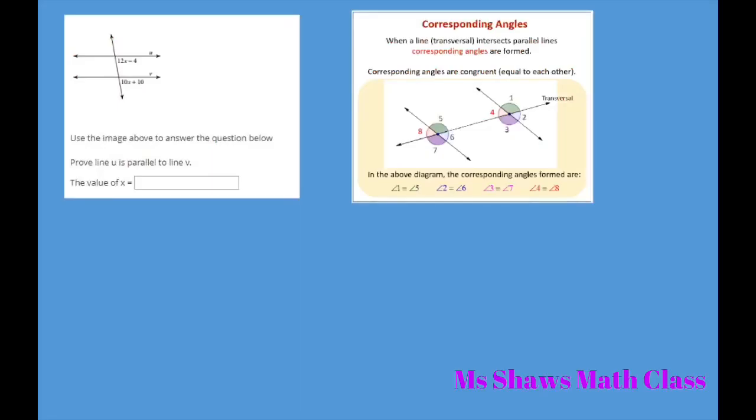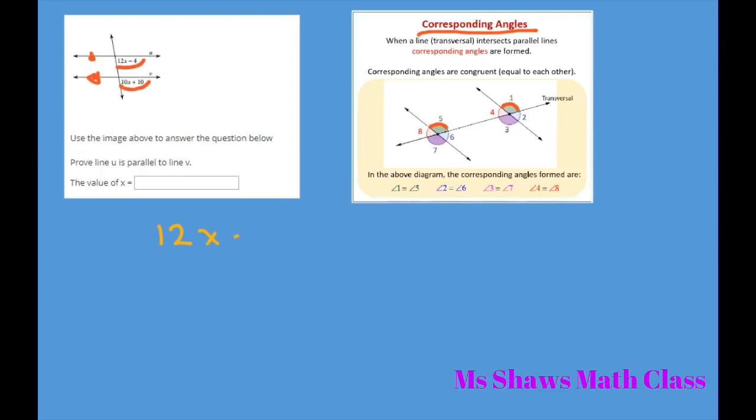Okay, and the next one we're going to do has to do with corresponding angles. Corresponding angles are the ones on the same corner. So for example here, these 1 and 5 are corresponding. In our case, these 2 angles are on the same corner, and if these 2 lines, U and V, are parallel, so I'll just draw these little arrows here, then these 2 angles will be congruent. So we set them equal to each other to make them congruent.